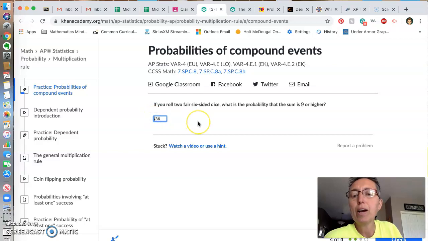And then you have to look at what you have and add them up and find how many have a sum of 9 or higher. So some we're adding. So I've got this all written down. You can't see it obviously, but I counted 10 out of the 36 that are 9 or higher. Well, you're going to have to simplify that. So if you simplify that, you get 5 out of 18.